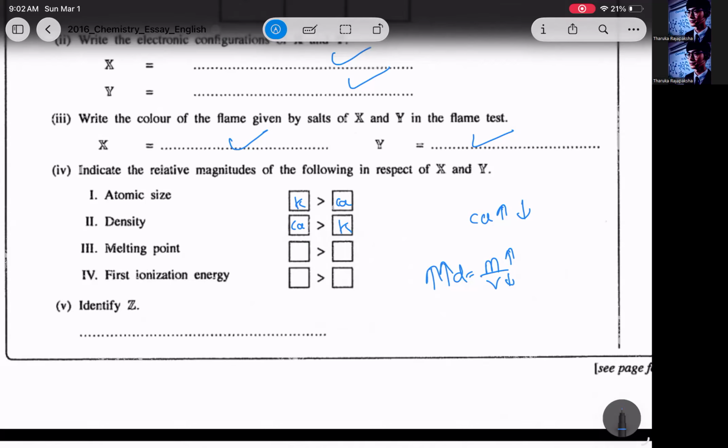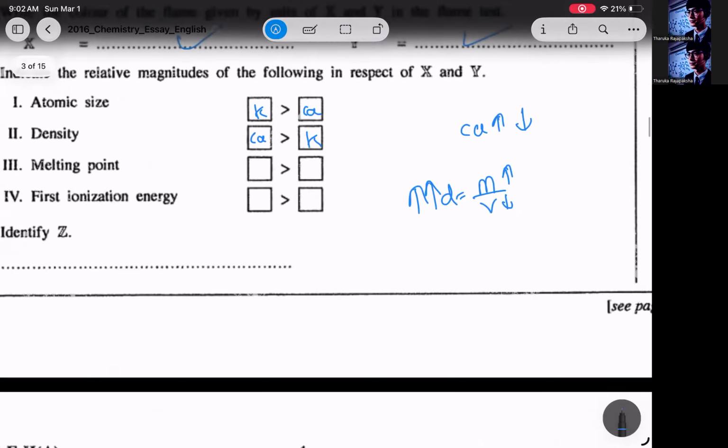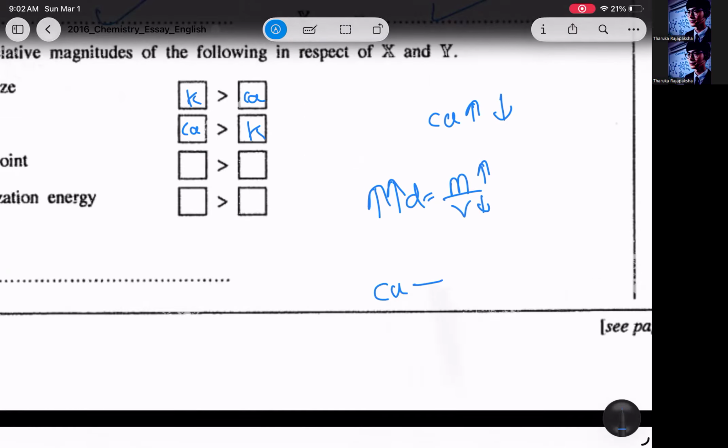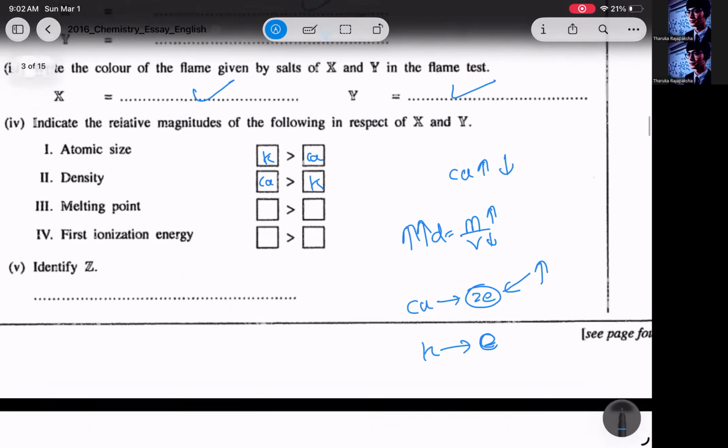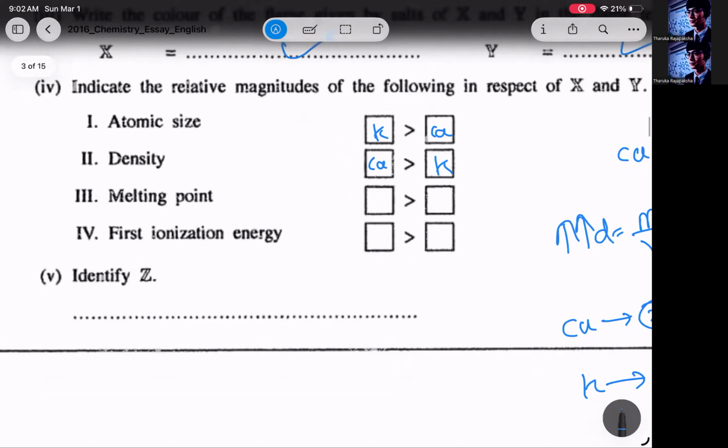Then melting point. Melting point comes with metallic bond strength for elements. Calcium can liberate 2 electrons, meanwhile potassium can only liberate 1 electron to the electron pool. So metallic bond strength of calcium is larger. So calcium has a larger melting point than potassium.